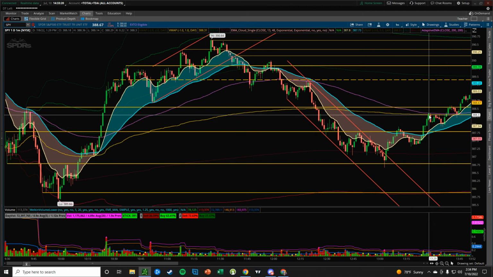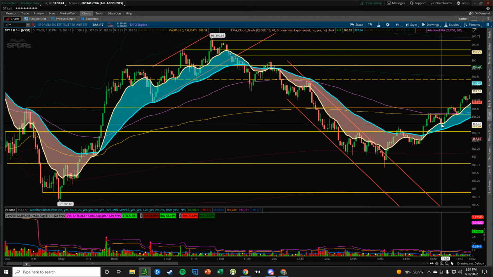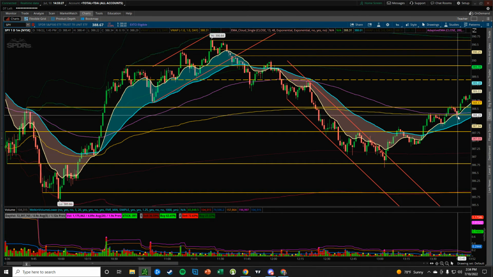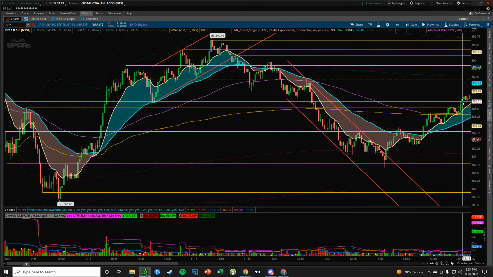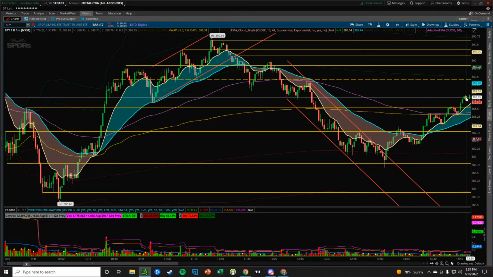We now see that we've come back up to our VWAP. We've come back to our 200. Support is still rising. We can keep holding that long position, and so on and so forth.